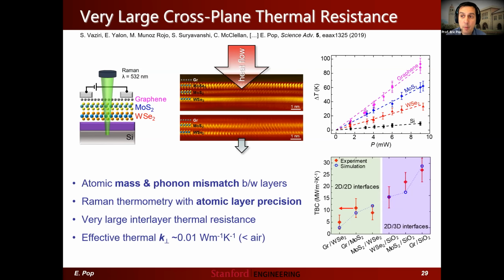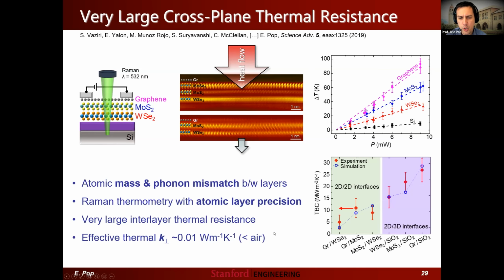What I like about Raman thermometry here is that we can measure the temperature of each layer in the stack individually. So we can essentially measure the temperature difference between two 2D materials that are less than 1 nanometer apart. And those are the temperature differences that you see here, which I think is very, very cool.